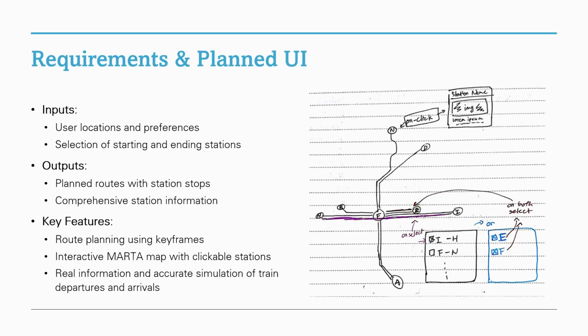Requirements and planned UI. Inputs: user locations and preferences, selection of starting and ending stations. Outputs: planned routes with station stops, comprehensive station information. Some key features are route planning using keyframes, interactive MARTA map with clickable stations, and real information and accurate simulation of train departures and arrivals.